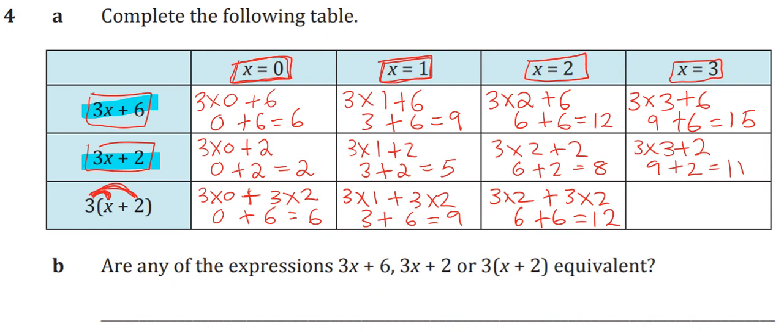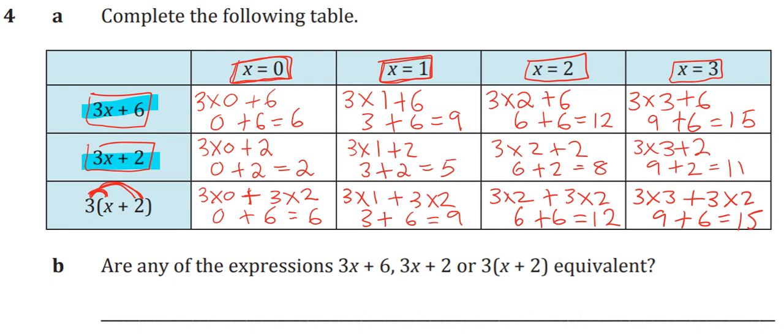In the last column, x is equal to 3. So this time, it would be 3 times 3 plus 3 times 2. And that is 9 plus 6 equals 15.